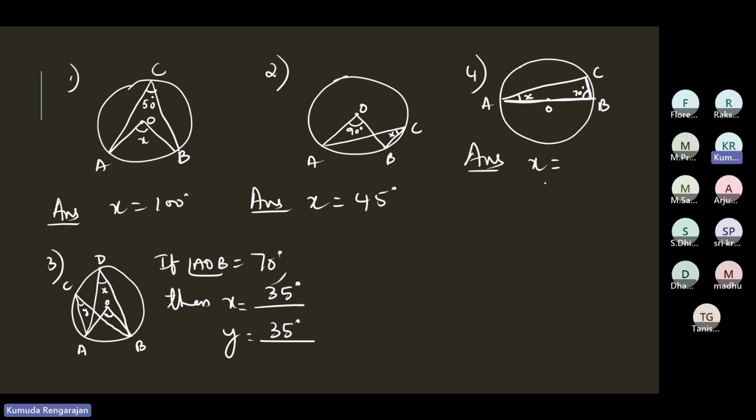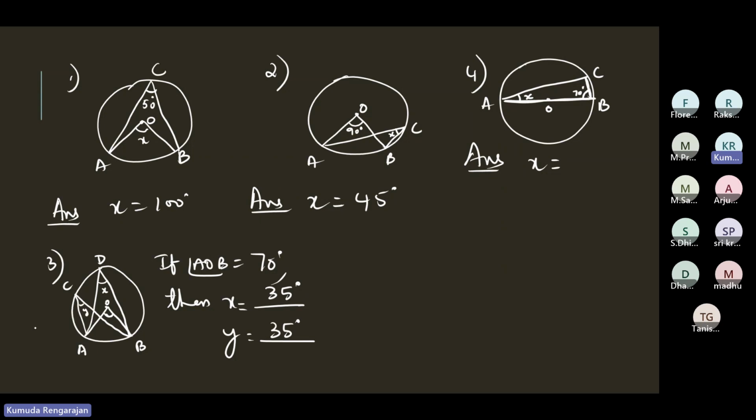It's 20 degrees because AOB is the diameter. And we know that the angle in a semicircle is a right angle. The angle in a semicircle is a right angle. So which makes angle ACB 90 degrees. So 90 plus 70 is 160. 180 minus 160 is 20.